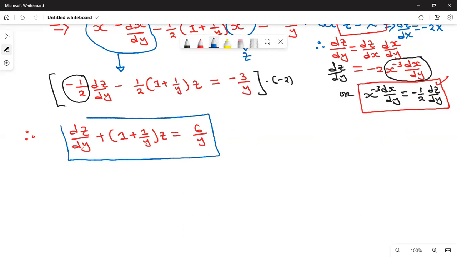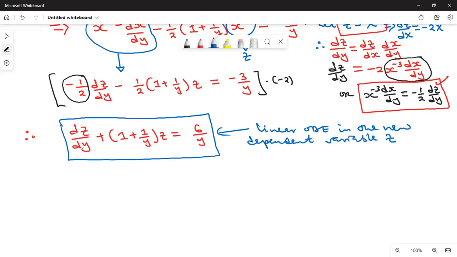So let me comment on this. And you write this is linear ODE in the new dependent variable z. And our independent variable is y. So the coefficient of z is our p of y. So this one is our p of y.